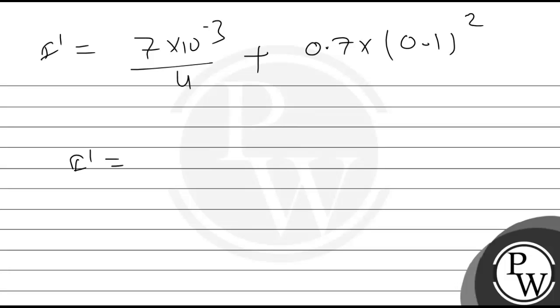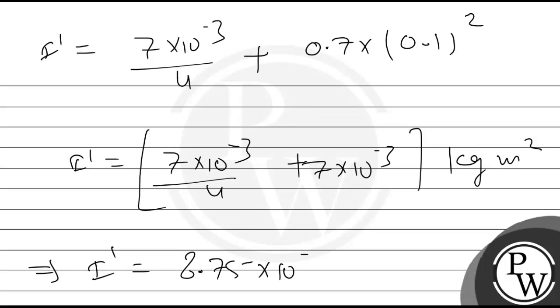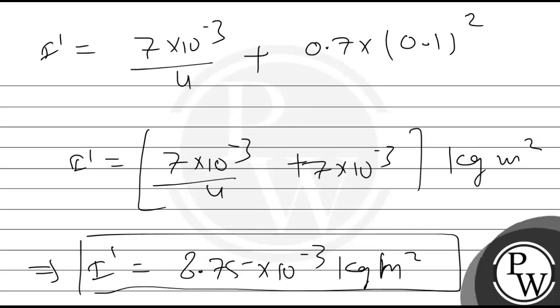So the value of I dash comes out to be 7 into 10 raised to power minus 3 upon 4 plus 7 into 10 raised to power minus 3 kg meter square. From here, I dash is equal to 8.75 into 10 raised to power minus 3 kg meter square. Now we can write our final answer.